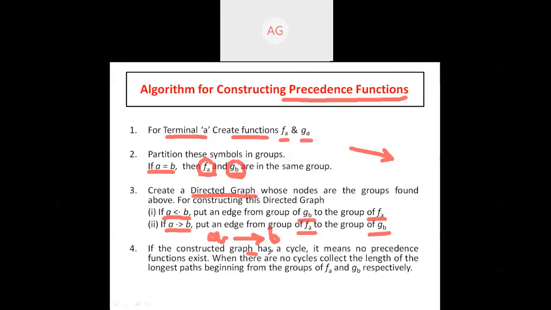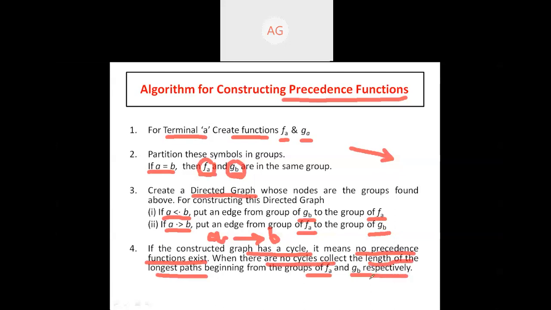The last step is, if the constructed graph has a cycle, it means no precedence function exists. This point is very important. If you find a cycle in the graph, then there will be no precedence function. When there are no cycles, collect the length of the longest path beginning from the groups of fa and gb respectively.